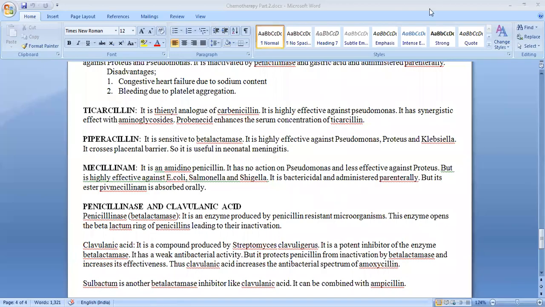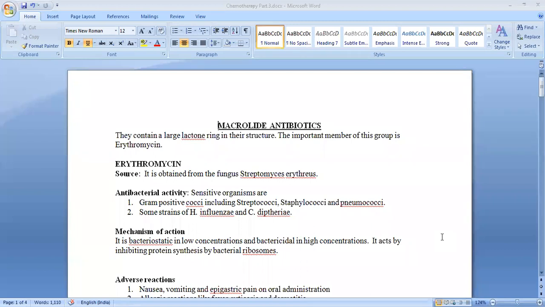Then we have the next category of compounds that we have to go to, which is the macrolide antibiotics. There is another group of antibiotics called macrolide antibiotics, and the special feature of these is that they contain a large lactone ring in the structure. And the most important antibiotic out of this group is called erythromycin.